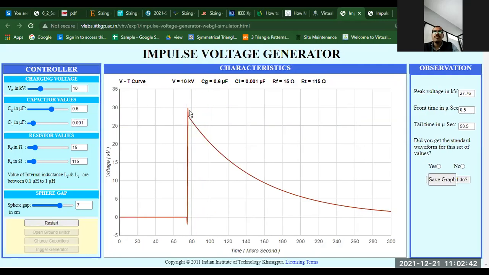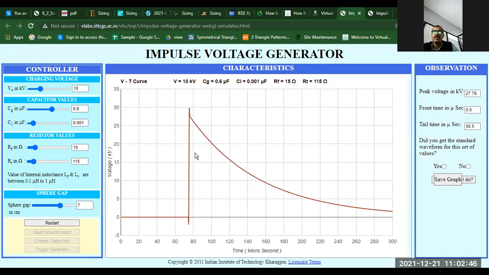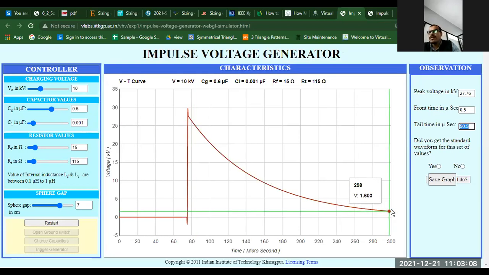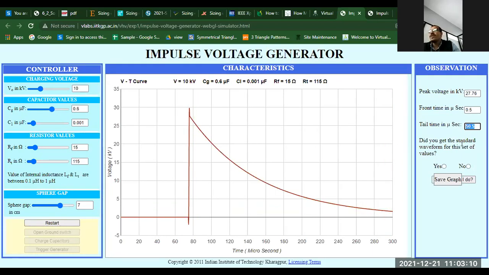See, this is the impulse voltage generator. For a particular instant, the voltage is 10 kV, and all the values are there. Here you can see how much peak voltage has been achieved, around 27.56, and in how much time, 0.5 microseconds. And the tail time, from this level to this level, has taken around 50 microseconds.